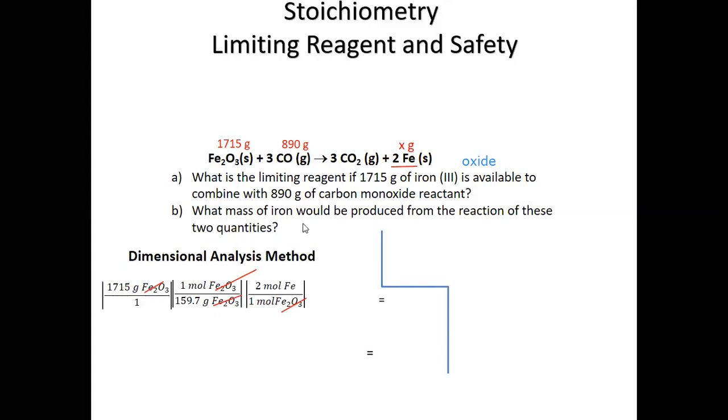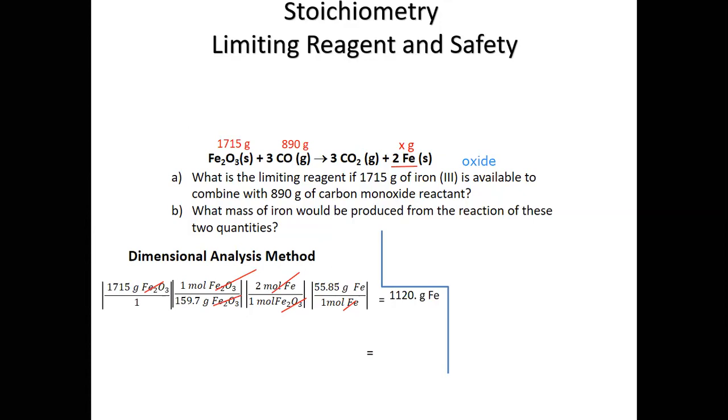Well, we don't want the mole amount of iron. We're trying to turn it into the gram amount of iron. So what we do next is we use the molar mass of iron, and that will allow us to convert our mole amount of iron into a mass amount. And we can calculate that. 1715 divided by 159.7 times 2 times 55.85, and we will get a quantity of 1,120 grams of iron.